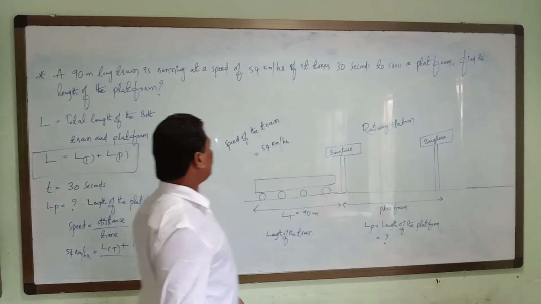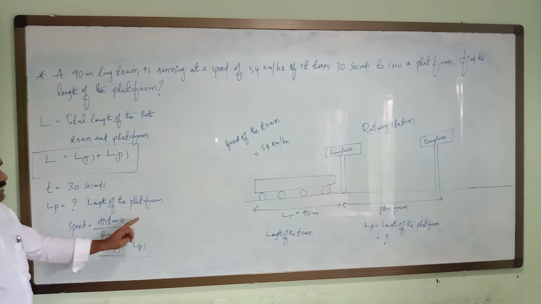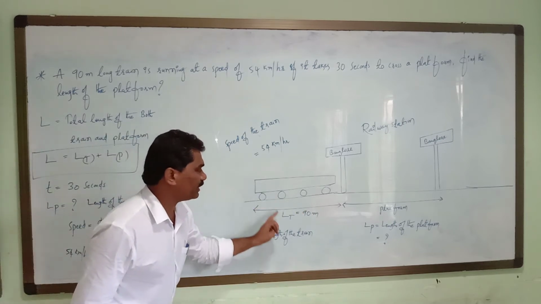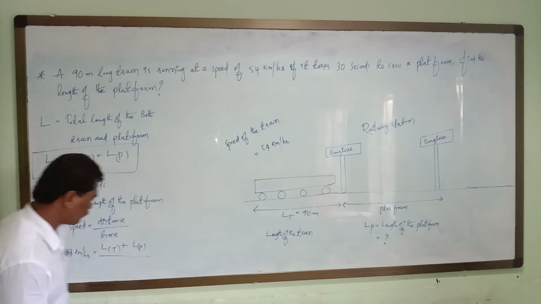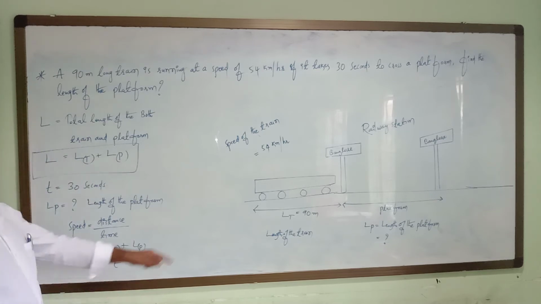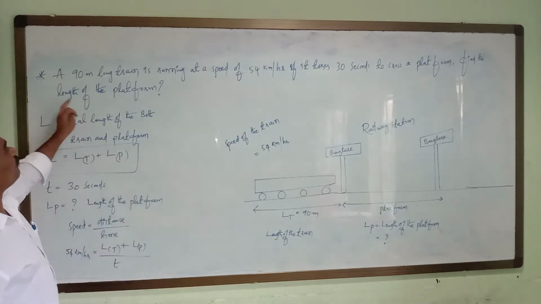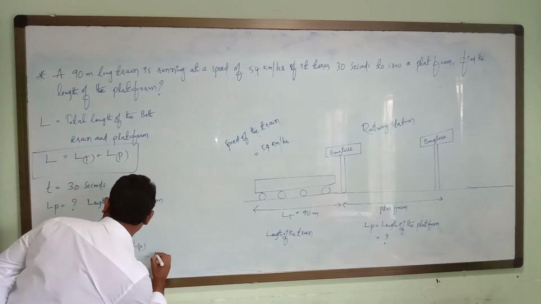For that purpose, the speed of the train, 54 km per hour, is equal to the total distance that should be covered by the train, that is the length of the train plus the length of the platform, divided by time. Here we have to find the length of the platform. Time is already given, so we can substitute it here.